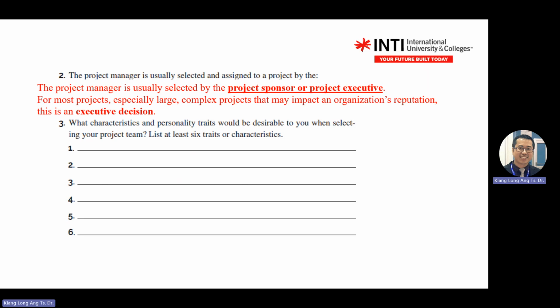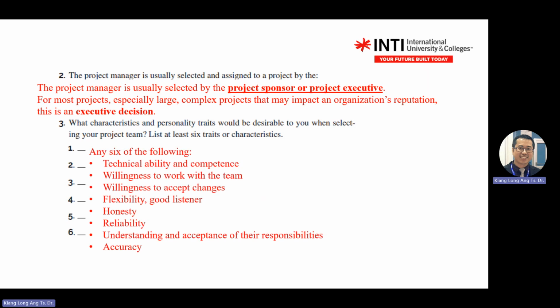What characteristics and personal traits would be desired when selecting your project team? Again, it asks you about characteristics when you're selecting your project team. So this one, again, still evolves around the triangular. Technical, so sure you need technical guys. So technical abilities, teamwork, flexible, honesty, reliability. Basically the 8 points that you copy from question 1.